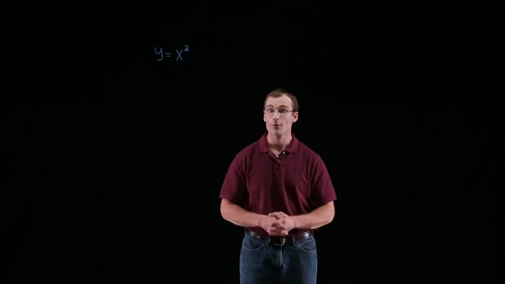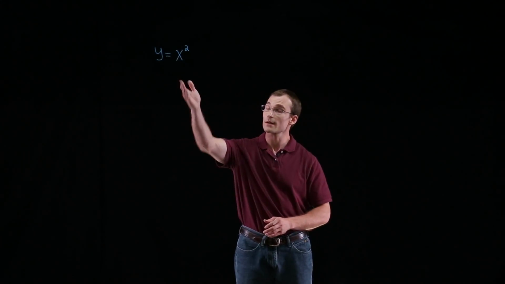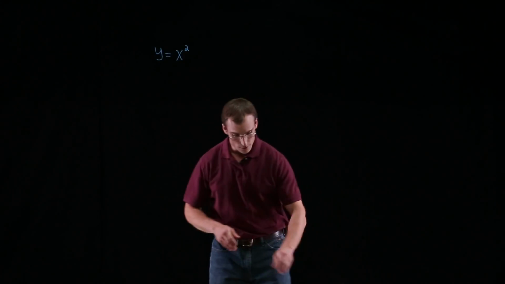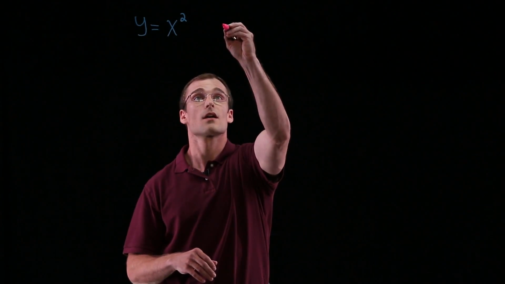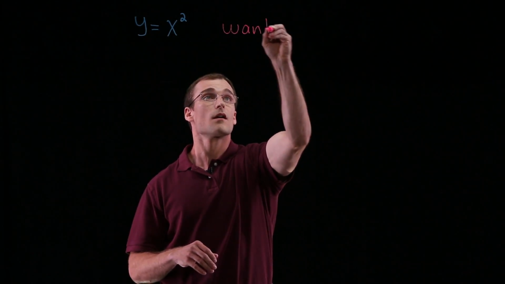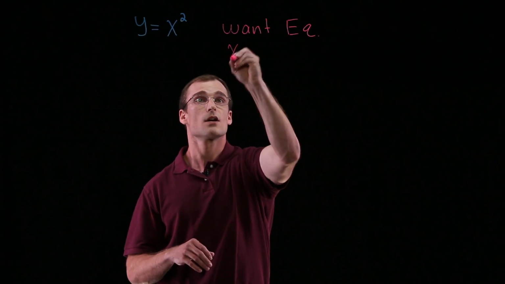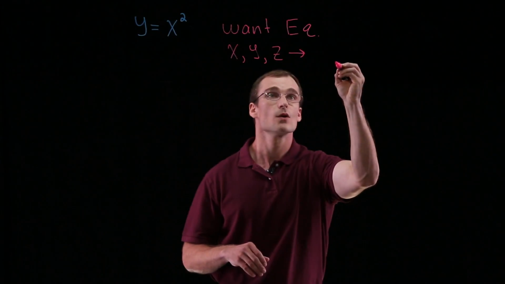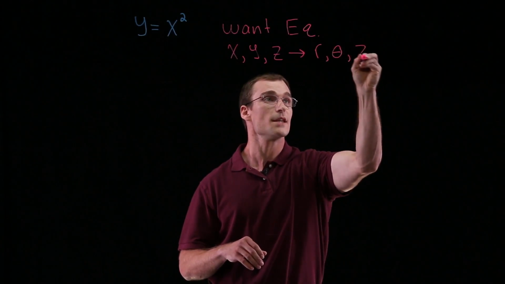Hi everyone, I'm Adam. In this problem, for our given surface generated by the rectangular equation y equals x squared, we're going to find the equivalent equation in cylindrical coordinates. So to start, we have a rectangular equation, and naturally what we want is an equation going from x's, y's, and z's to cylindrical coordinates, where we have r's, thetas, and z's.